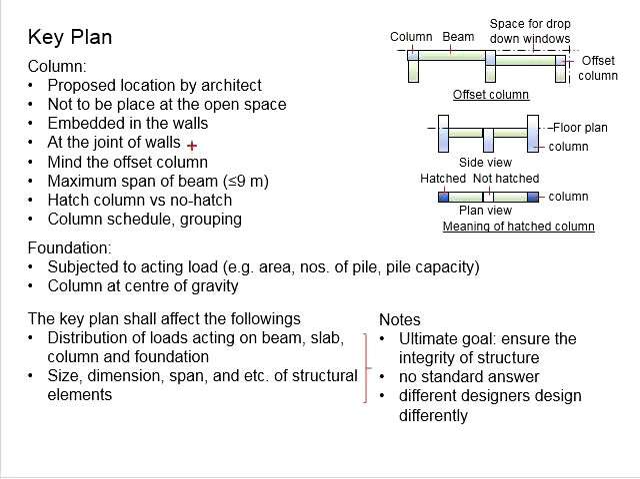Sometimes you will need a column at the joints of walls, especially when the wall is at a right angle. Putting a column or a stiffener will be helpful to ensure the proper alignment of the walls. Next, you need to be careful with the offset column. The meaning of offset column is demonstrated in the diagram here.